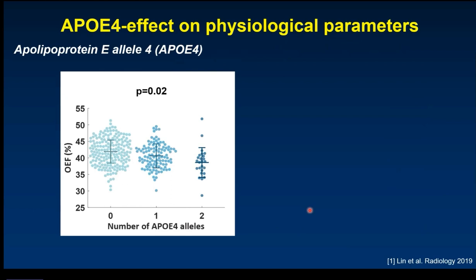We further investigated the ApoE4 effect on these physiological parameters. ApoE4 is a genetic risk factor for late onset Alzheimer's disease. So when people have more ApoE4 alleles, that means they have more risk to develop Alzheimer's disease. And we found that if people have more ApoE4 alleles, their OEF will be lower. That is consistent with the previous study.